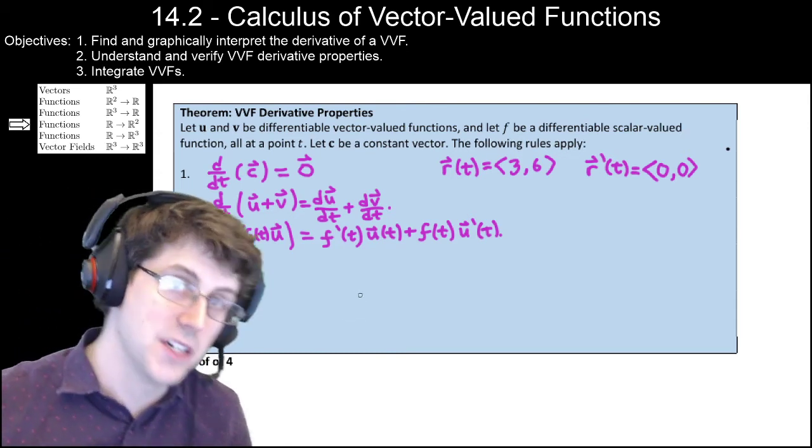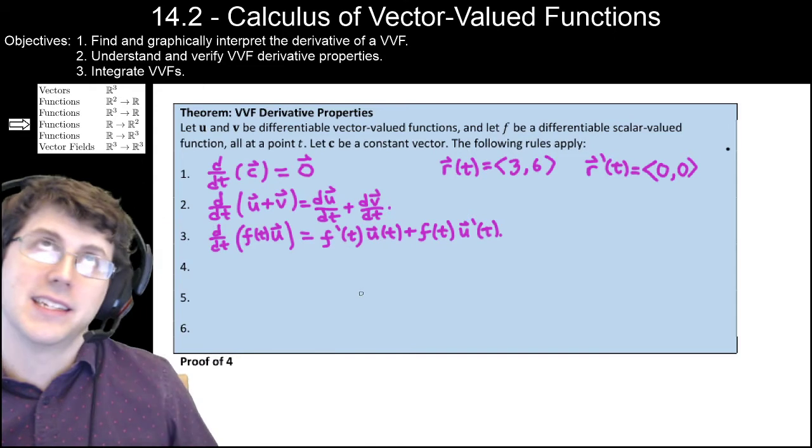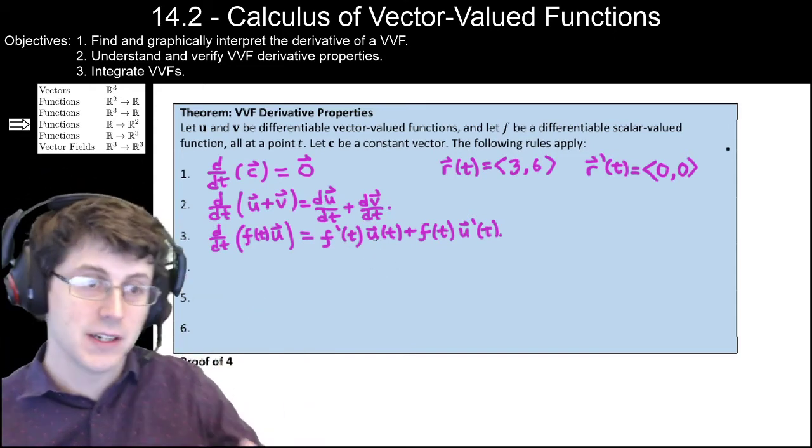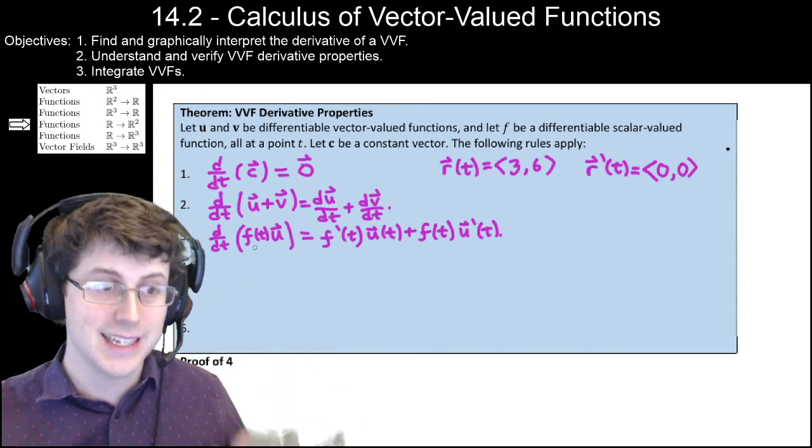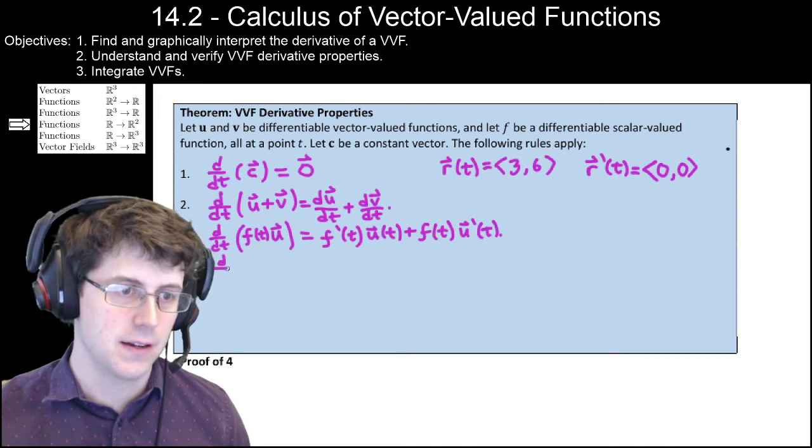The fourth one is a chain rule. It's a chain rule where there's a regular old function, a real valued function, inside a vector valued function.